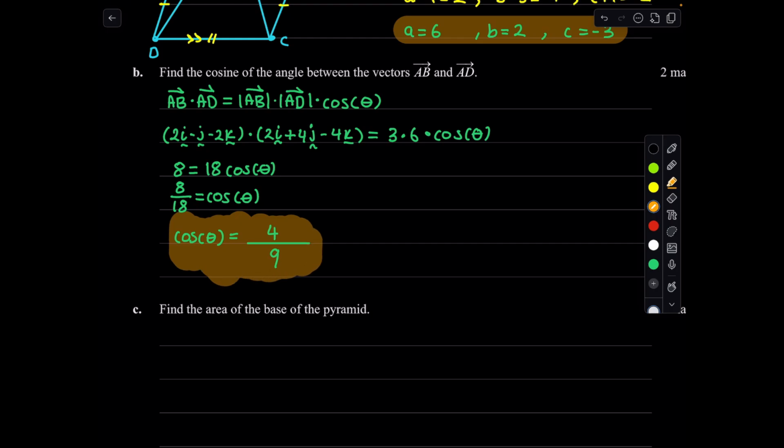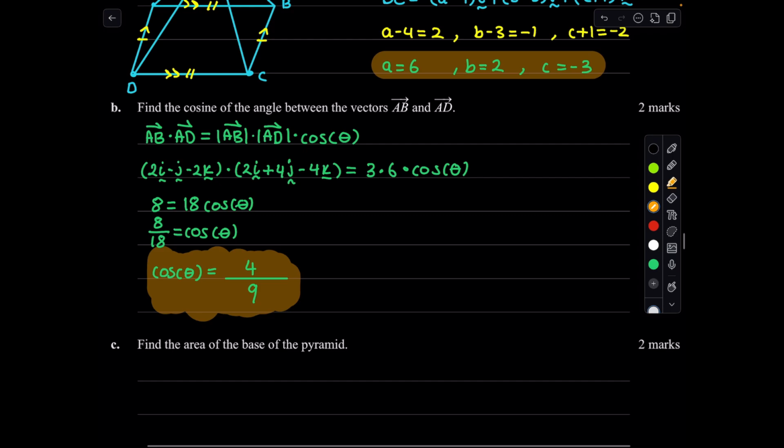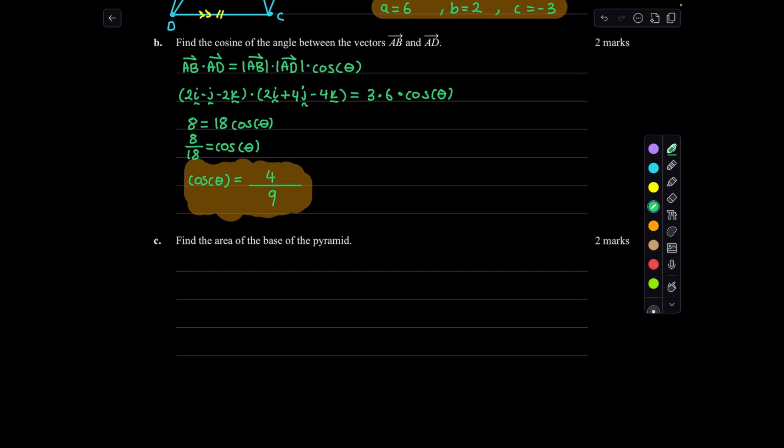Not too bad. Okay. That's the cosine of the angle. Next question, find the area of the base of the pyramid.